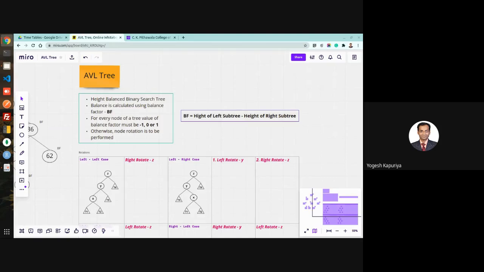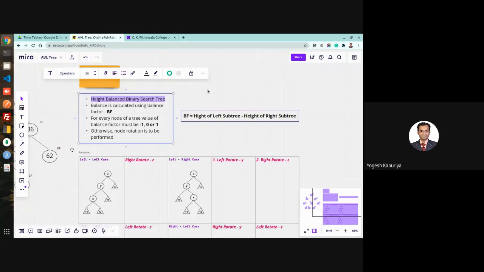AVL tree is basically, there are three words A, V and L. Actually, these are the initials of the scientists who have invented or who have proposed this tree. So otherwise, it's basically a height balanced binary search tree. That's what you can understand it. So I think this is important. Height balanced binary search tree.